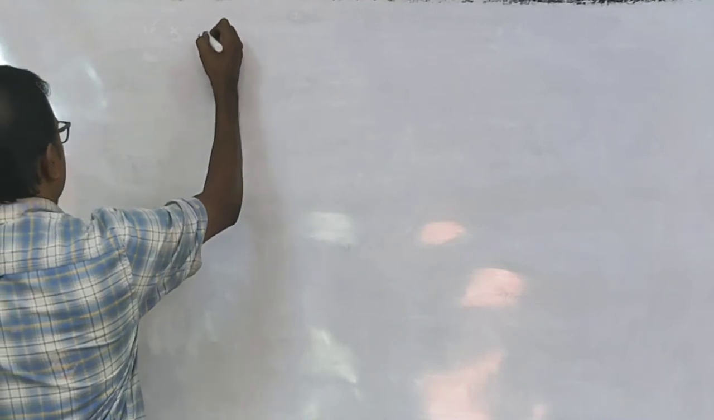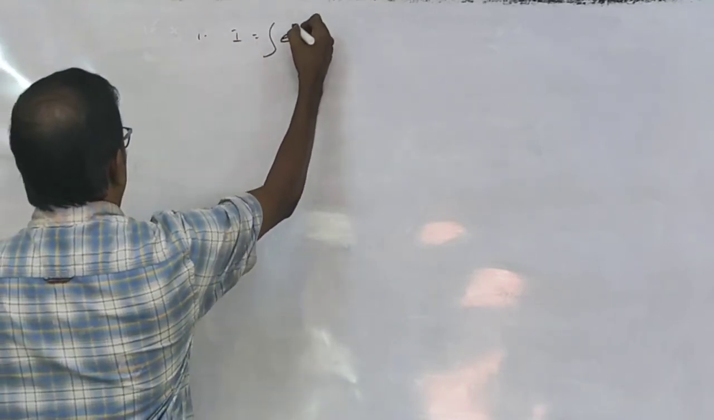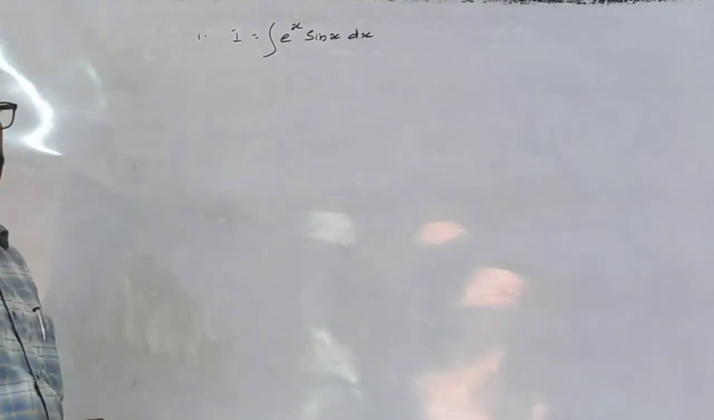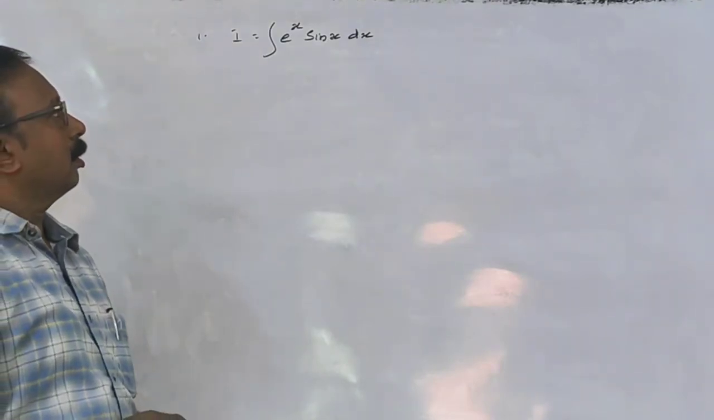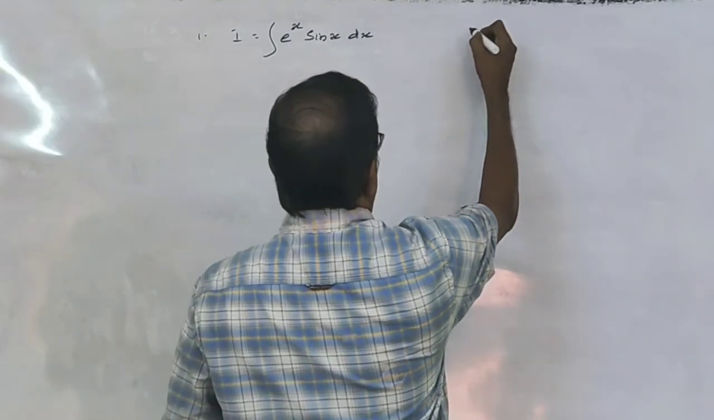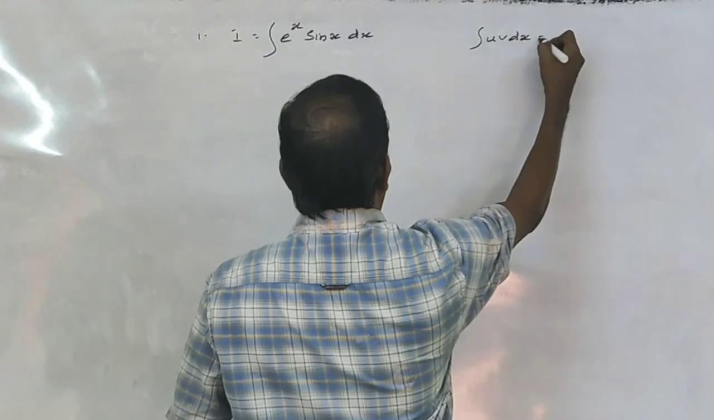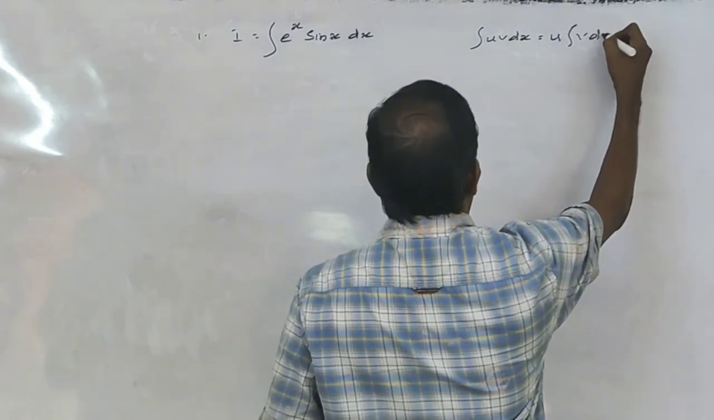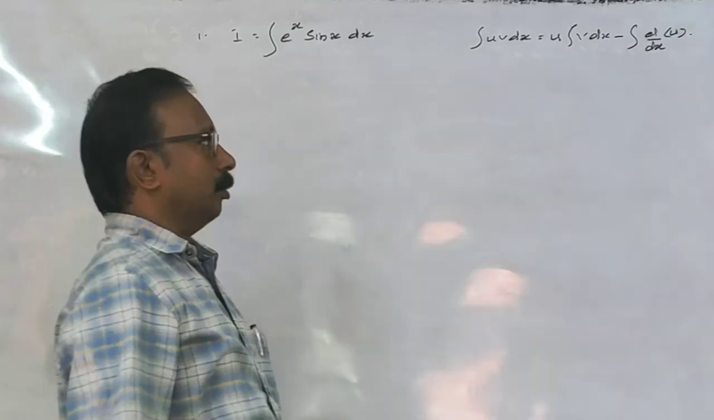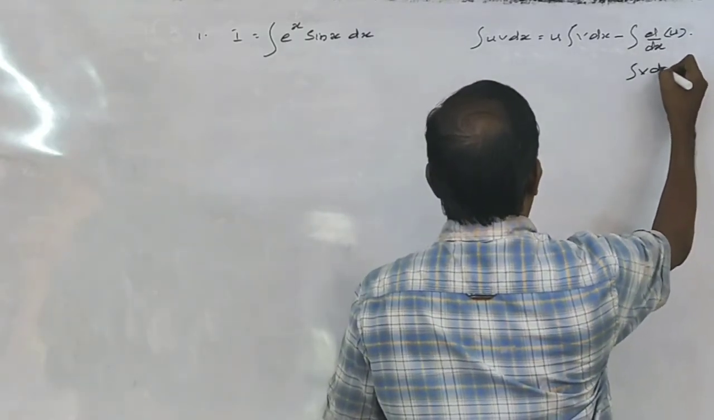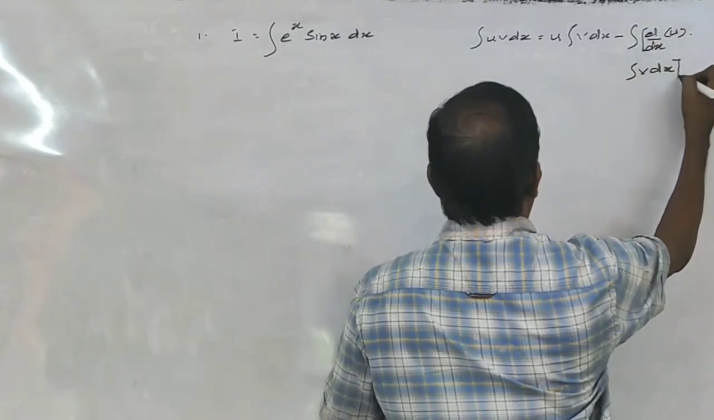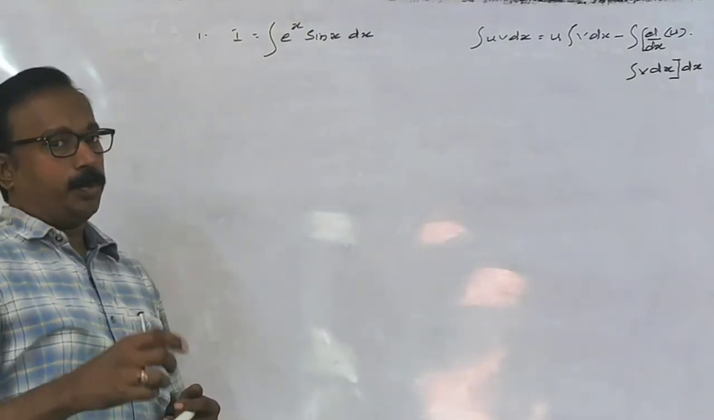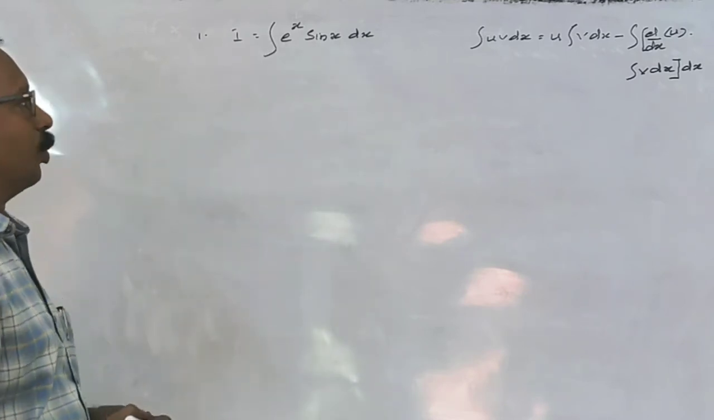First question is the integral of e raised to x into sin x. E raised to x into sin x is in uv form. We know that the integral of uv dx, the product of two functions, is the first function into the integral of the second function, minus the integral of d by dx of the first function into the integral of the second function v dx, the whole into dx. This is the formula to find the integral of the product of two functions. Here e raised to x is u and sin x is v.